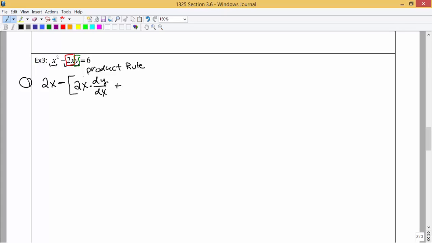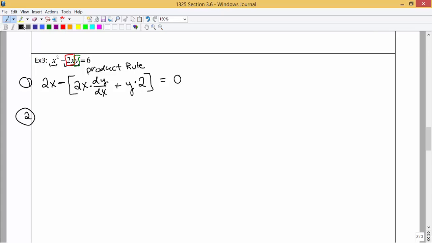Plus, then it's the second, so that's y, times the derivative of the first, which here would be just 2. Equals, and of course on the other side of the equal sign we have a constant which is 6, and so the derivative of that would just be 0. Okay, so it gets a little bit more interesting here because we have two functions multiplied together and we have to use the product rule in order to find that derivative.